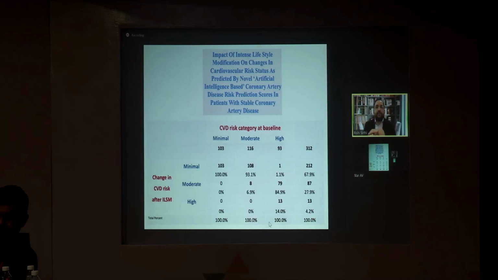those at low risk remained in the low risk category, but out of the 116 patients in moderate risk, 108 of them, 93%, shifted from moderate to minimal. Similarly for the high-risk individuals at baseline, when subjected to intense lifestyle management, of these 93, one changed from high to low category, 79 changed from high to moderate category, and 13 patients remained in the high category. So out of the earlier 93 patients in the high-risk category, with the introduction of intense lifestyle modification, only 13 remained at the end of 6 months.